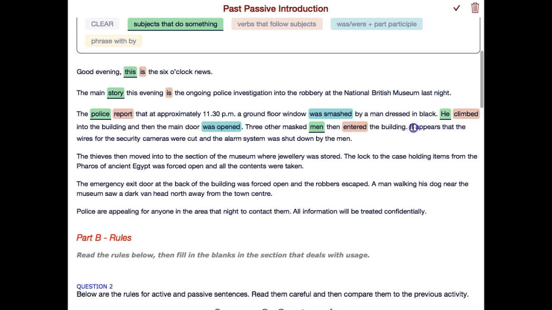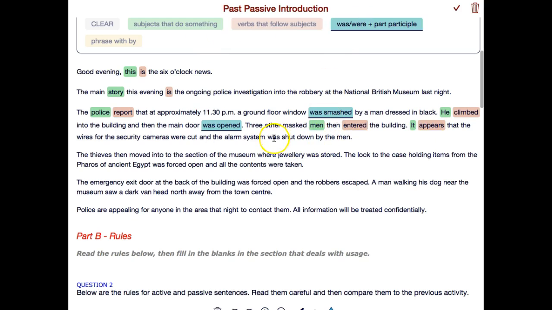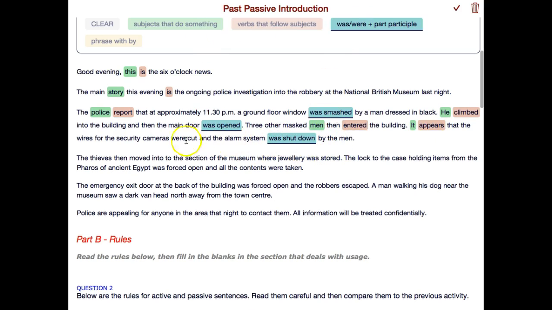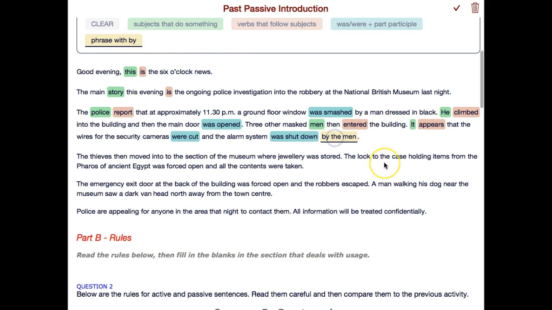But since we don't know who it was, we use the passive voice. And you should be noticing a pattern here. If I could actually click that, there we go. Was shut down, were cut. And then the last thing is the phrase by. And that is when we want to tell, that is when the doer of the action might be known, but is less important than the action. So let's take a quick break while we finish this off.